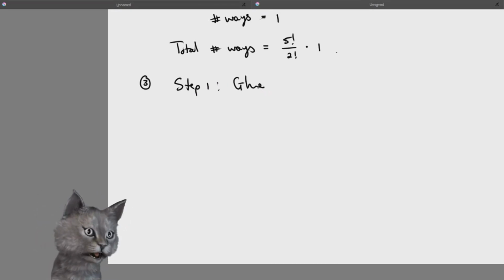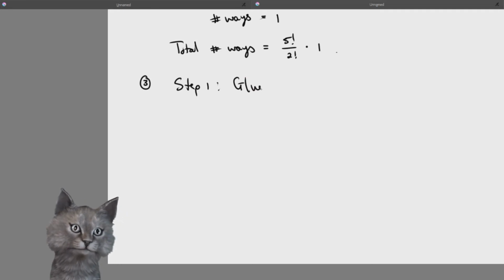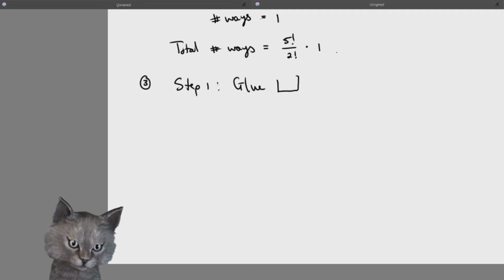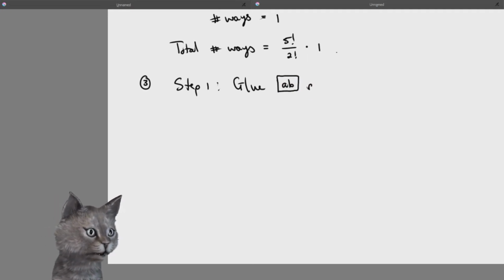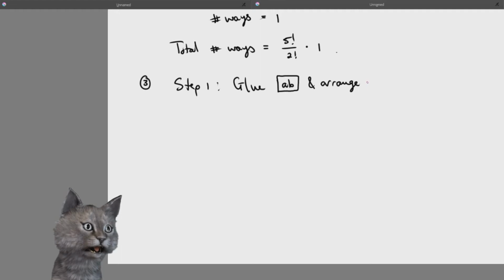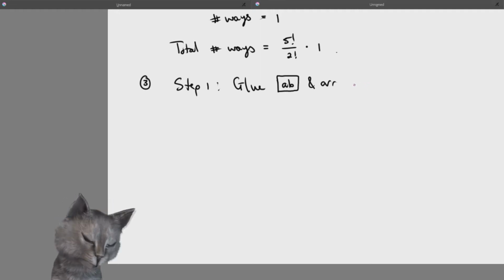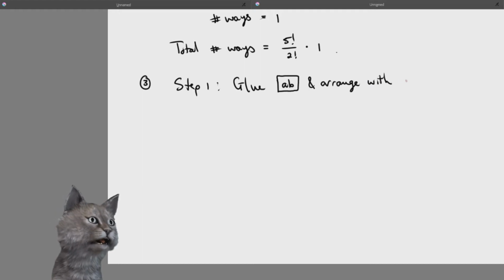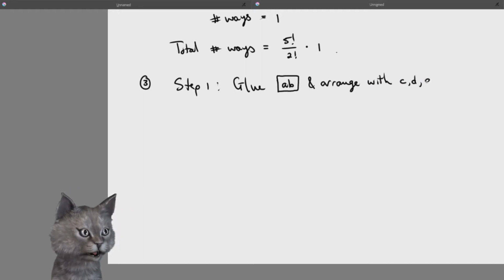See, that was supposed to be a U, and I just merged it with the E. What do I glue? I glue A and then B. That's my choice. What is happening? I cannot write an and symbol. And then I arrange the A and the B with, I already have an A, I already have a B, so C, D, E, E, E.